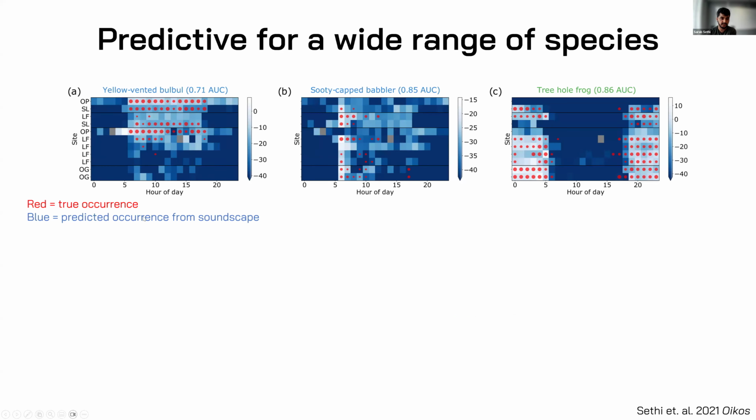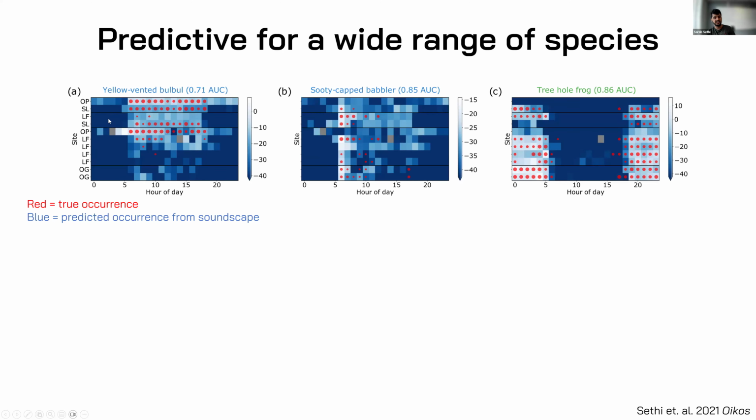So in these plots, you see on the x-axis there's hour of day, so 0 to 24. And on the y-axis, there's old growth at the bottom, logged forest, selectively logged, and oil palm. So these sites are in a tropical forest degradation gradient from the highest quality forest at the bottom to the lowest quality, agricultural sites, at the top. And in red, what you see is the true occurrence from the on-the-ground observers of the species. That I found a yellow-vented bulbul at 7 AM in this oil palm site, red. And then the different sizes are because there were repeat surveys done.